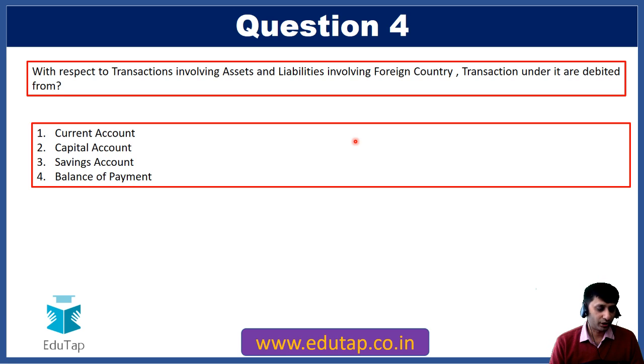Let's go to question number 4 now. With respect to transactions involving assets and liabilities involving a foreign country, transactions under it are debited from.